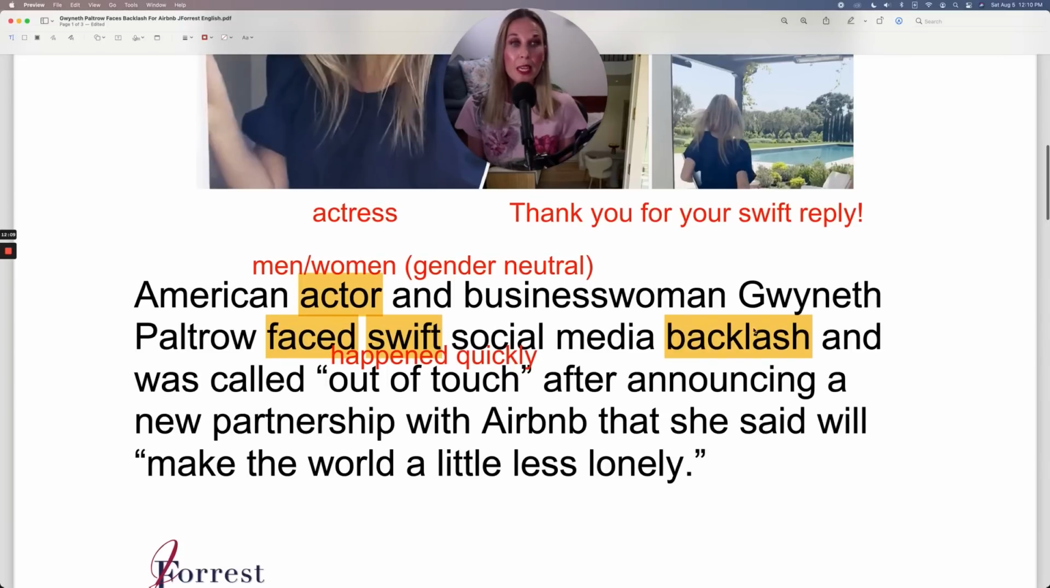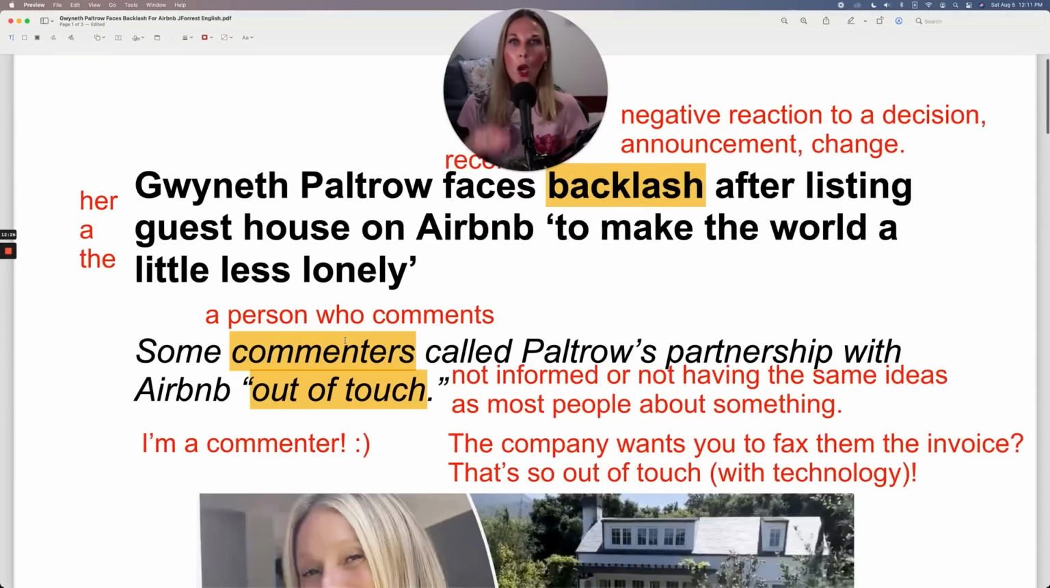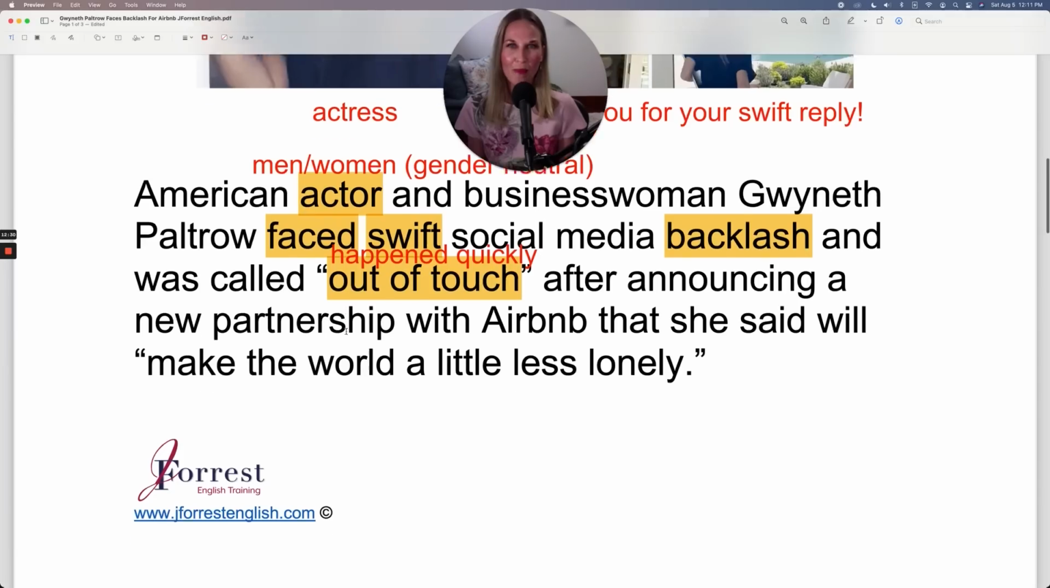Swift social media backlash and was called out of touch. You know what this idiom means now. After announcing a new partnership with Airbnb that she said will make the world a little less lonely. So this basically repeated the headline, but repetition when you're learning something is always beneficial.